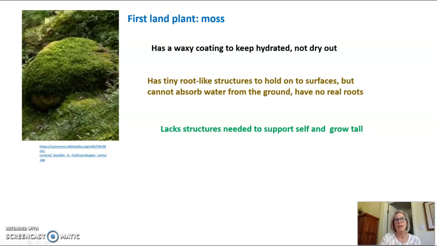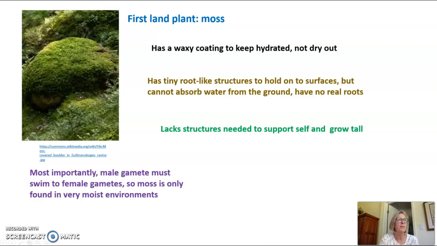Moss lacks structures needed to support itself and grow tall, so moss tends to be really small, like a carpet that you see on rocks in moist environments. And most importantly, the male gamete still has to swim to the female gamete, so that's why moss is only found in very moist, cool, dark environments. Typically, we see moss in shady locations that don't dry out and don't get a lot of sun.